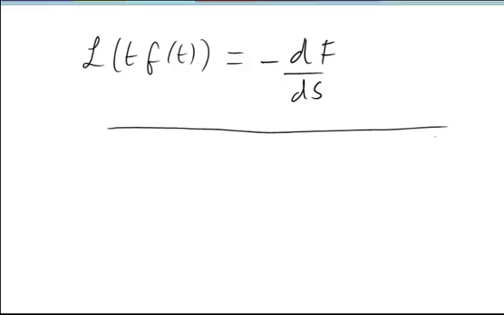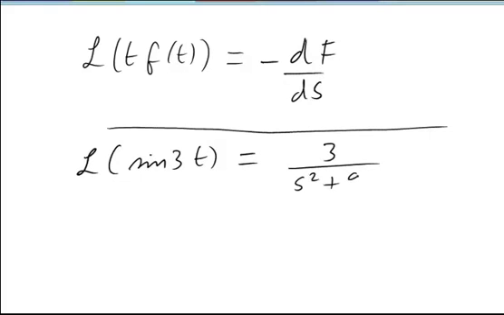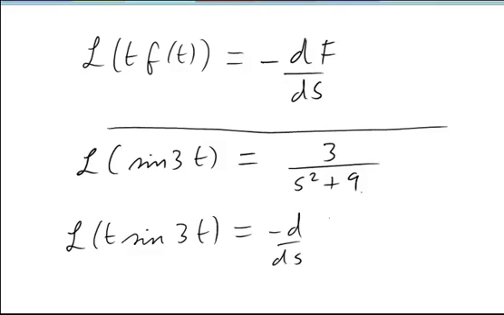Let's think of a simple function, say sine 3t. We know that the Laplace transform of sine 3t, we could look it up in tables, is simply 3 over s squared plus 9. Our formula above now tells us that we could just as easily write down the Laplace transform for t times sine 3t. It must be negative d by ds acting on 3 over s squared plus 9. We need to do the differentiation.